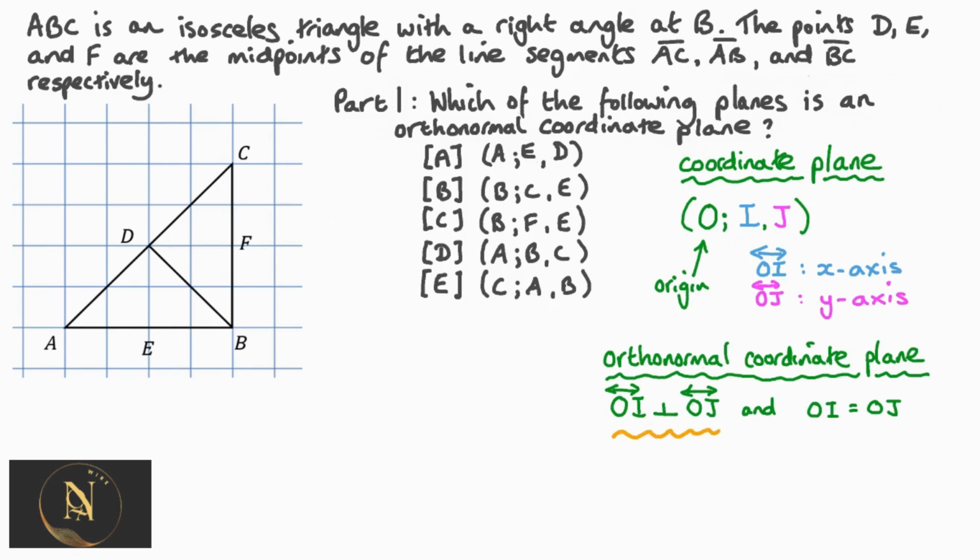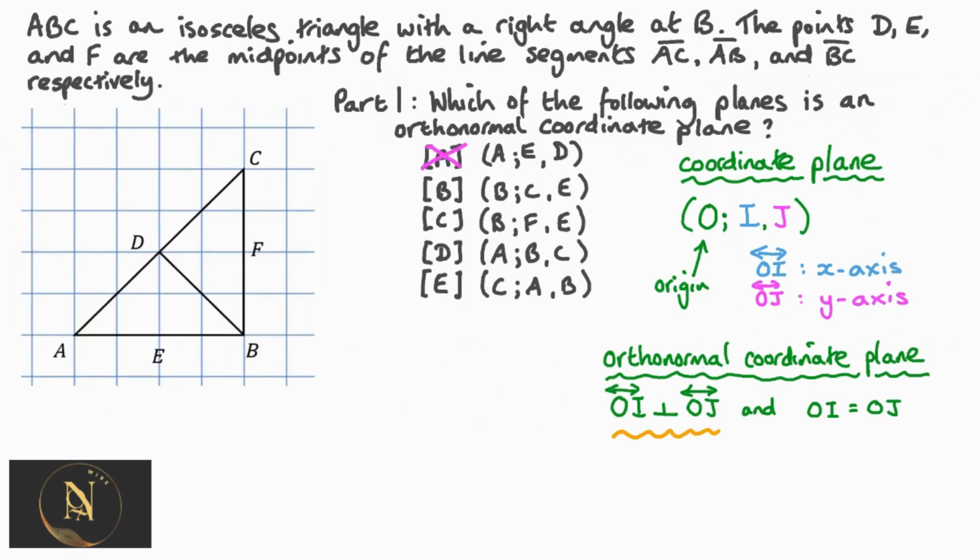In option A, our origin is the point A. The axes are the lines AE and AD, but since our triangle ABC is right at angle B, then angle DAB cannot be a right angle. It must be less than 90 degrees, and therefore our axes cannot be perpendicular, and so we can eliminate option A.